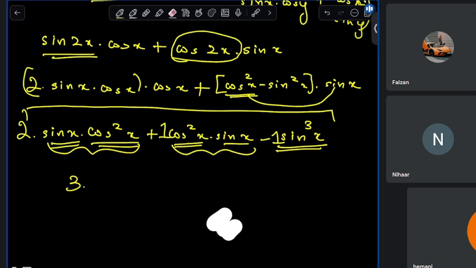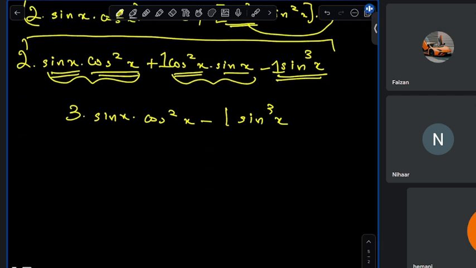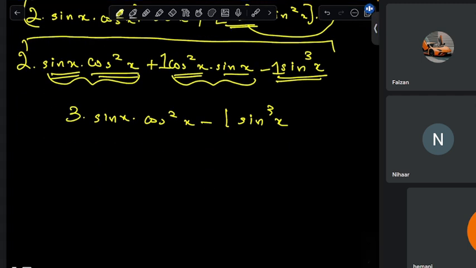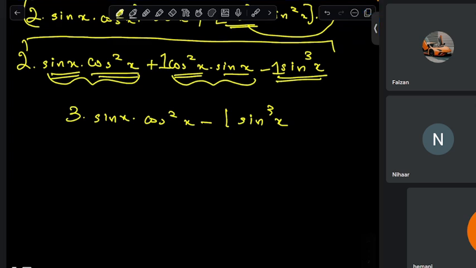It will be 3 sin x dot cos square x minus 1 sin cube x. I copy paste it as it is for that. Now, how many parts do you have in your answer? 2. In both the parts, what's common? Sin. Can you find something common? See, if you tell me sin, then the sin cube x will vanish, which you don't want to happen. You can only take sin x as common.